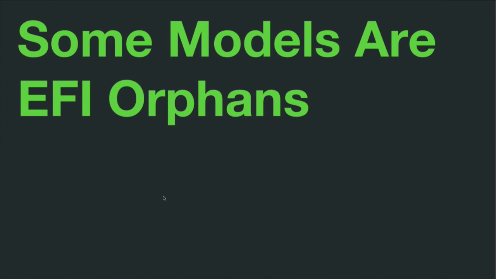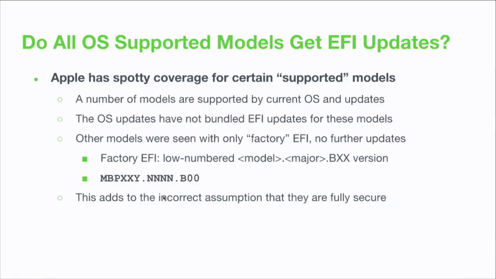And we also isolated a number of models that we call EFI orphans. What that means is that up till 10.12, the build numbers, the last part of the EFI version here, would steadily tick up into the 20s, 30s. There are a number of models that ship from the factory, generally speaking, with low build numbers, 0001.